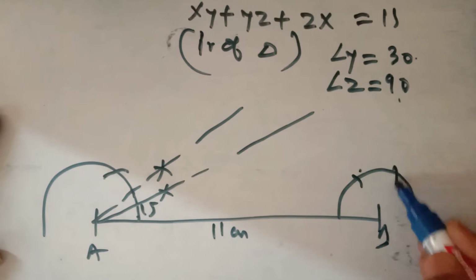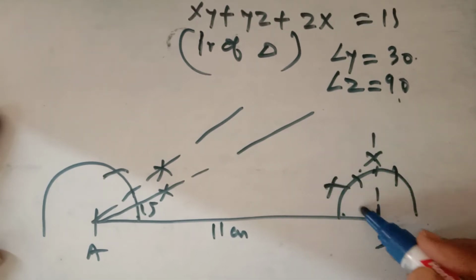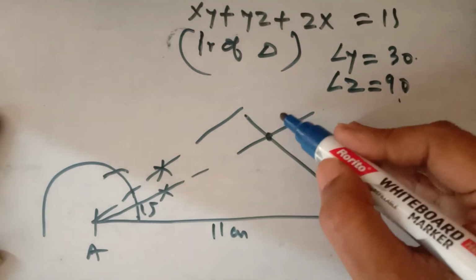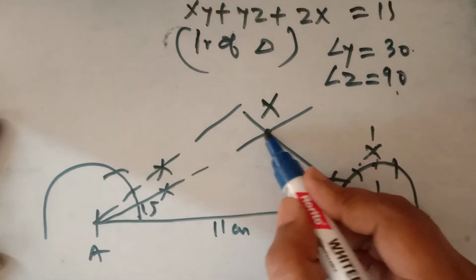You know how to draw the 45 degree angle. Bisect it. So like this. The point of intersection of the half of these angles will be the vertex X of the triangle. Now what you have to do?